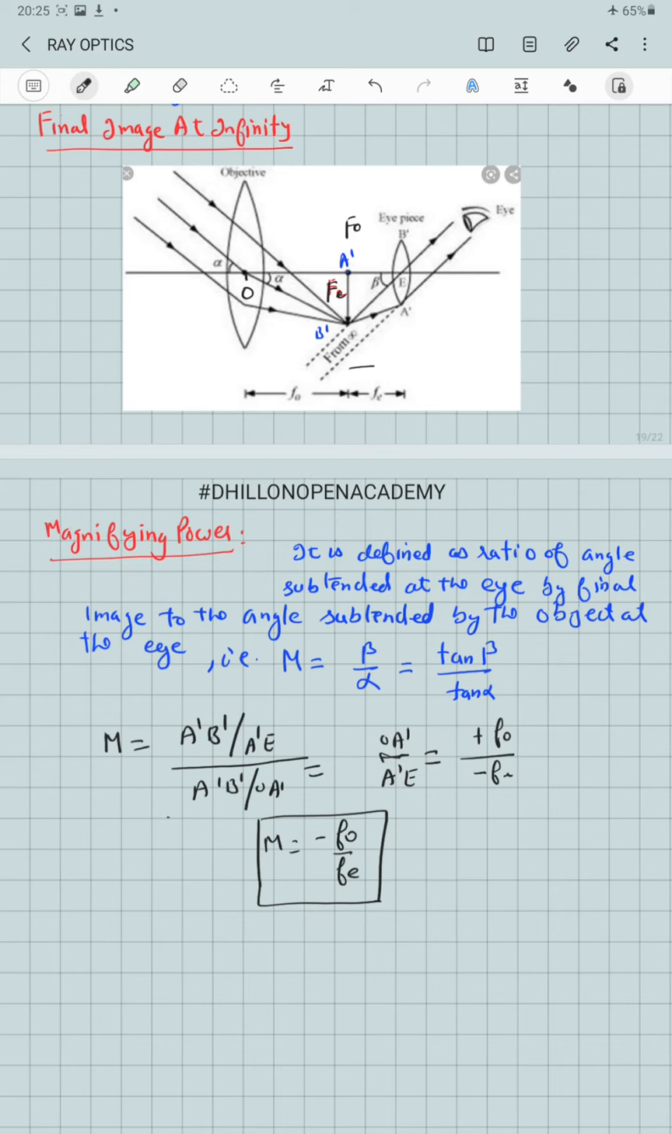The reason being, when the final image is formed at the least distance of distinct vision, the eye muscles are under maximum stretch or tension, because of which the eye gets tired very quickly, so we cannot observe the object for a long interval of time. But when the final image is formed at infinity, which is the normal adjustment, although we lose some amount of magnifying power, the eye is in a completely relaxed state and we can have a long observation time for the observer.